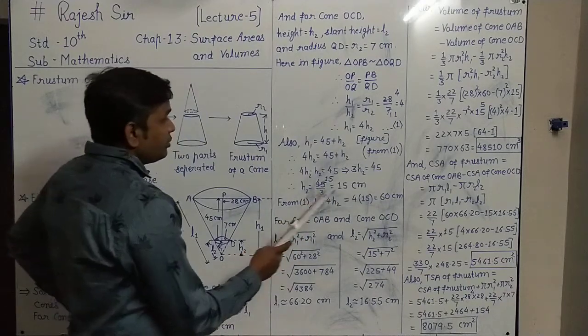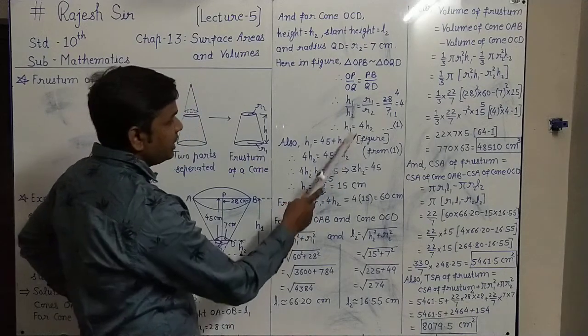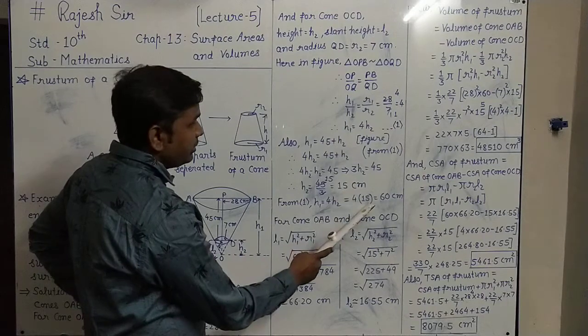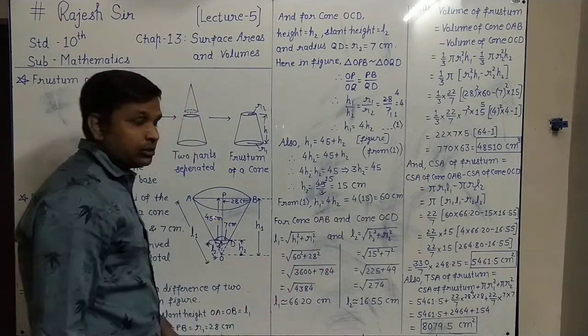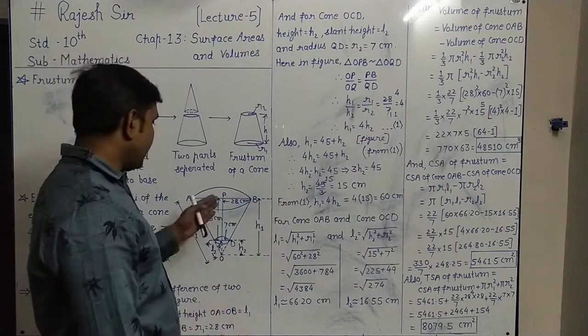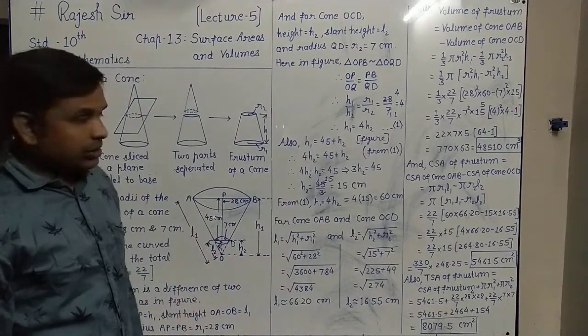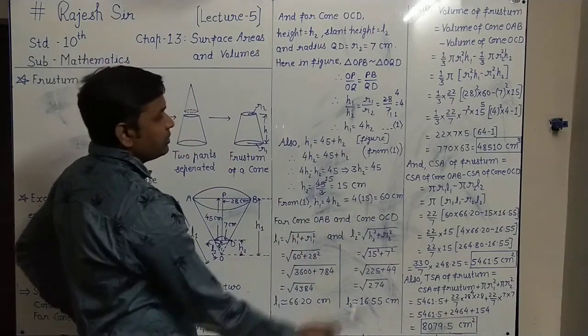Now this H2 equal to 15 centimeter, you place in result 1. So from 1, as we have H1 equals 4H2, equals 4 times 15. So 15 fours are 60 centimeter, H1. So this way we have got both heights of the two cones. H2 is 15 centimeter, H1 is 60 centimeter.